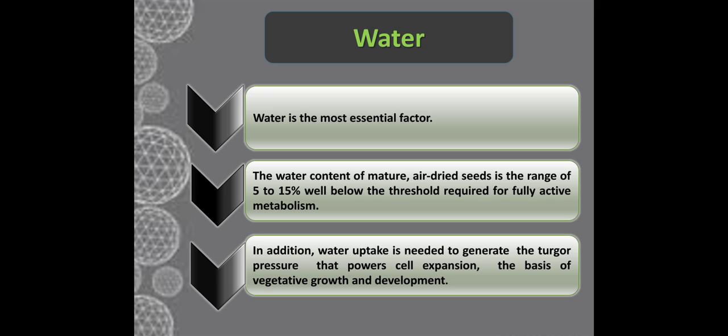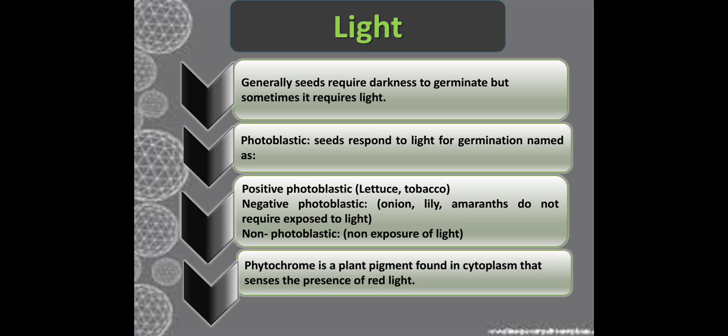Water. Water is the most essential factor. The water content of mature air-dried seed is in the range of 5 to 15%, well below the threshold required for fully active metabolism. In addition, water uptake is needed to generate the turgor pressure that powers cell expansion, the basis of vegetative growth and development.